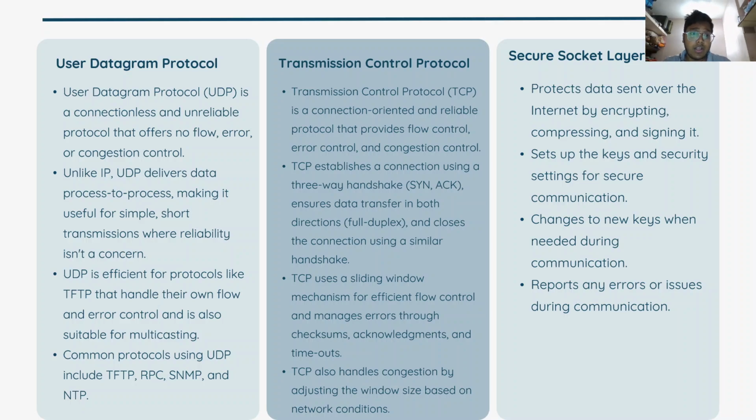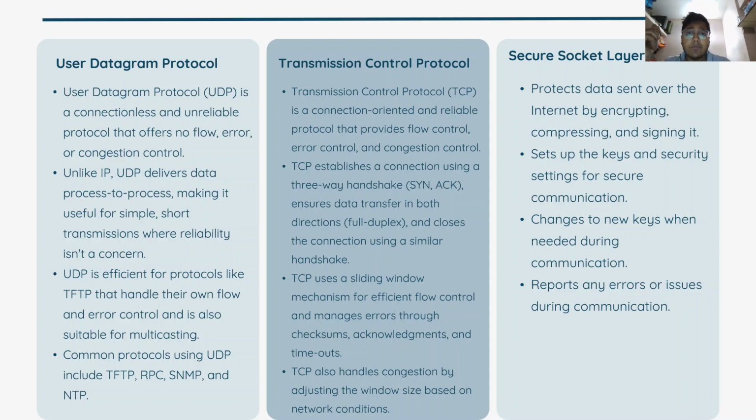But why are we using it? Because unlike IP, UDP delivers data process to process, making it useful for simple short transmission where reliability isn't a concern. UDP is efficient for protocols like TFTP that handle their own flow and error control, and is also suitable for multicasting. Some of the common protocols using UDP include TFTP, RPC, SNMP, and NTP.